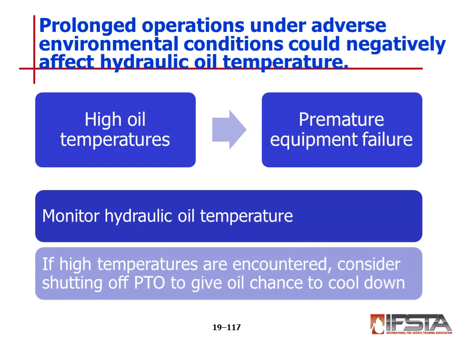Prolonged operations under adverse environmental conditions can cause the hydraulic oil to rise in temperature beyond its recommended temperature range. High oil temperatures can lead to premature equipment failure. Monitor the hydraulic oil temperature, especially in high ambient conditions or during lengthy operations. If high temperatures are encountered and the emergency conditions allow, consider shutting the PTO off for a period of time to give the oil a chance to cool down.